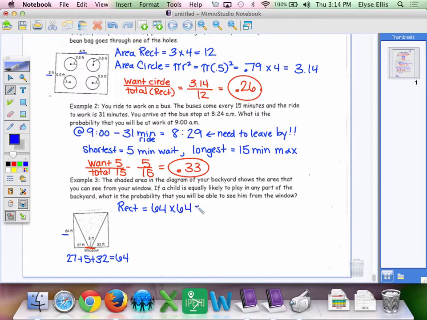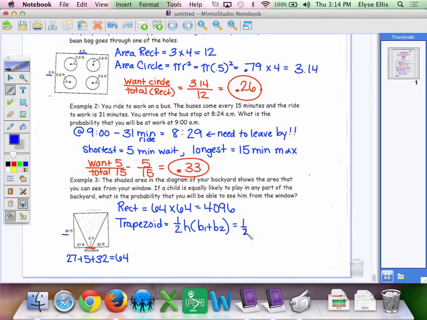So for our area, we have a 64 by 64 square. That is an area of 4,096. Big number. Well, next we have to tackle that trapezoid in there. The area of a trapezoid is 1/2 the height times base 1 plus base 2. We did area earlier in the year, but you might be a little rusty on those.